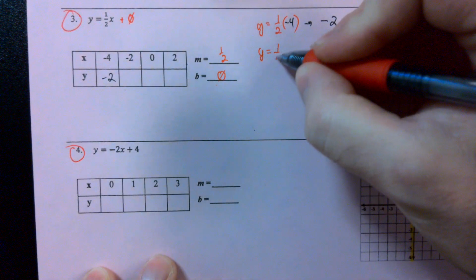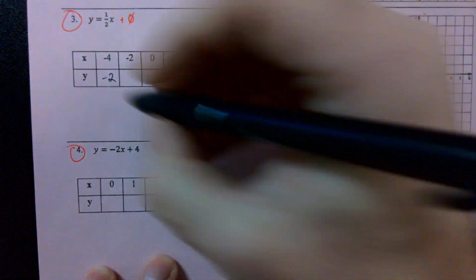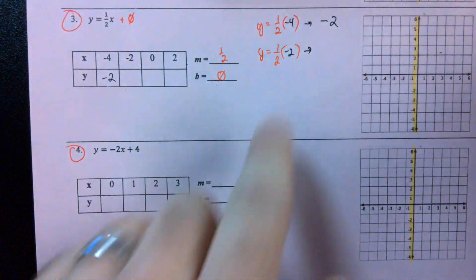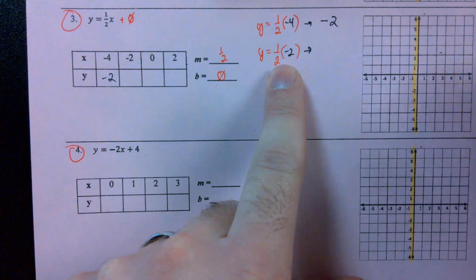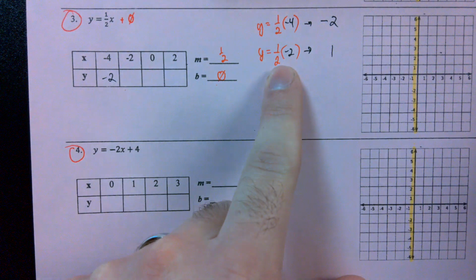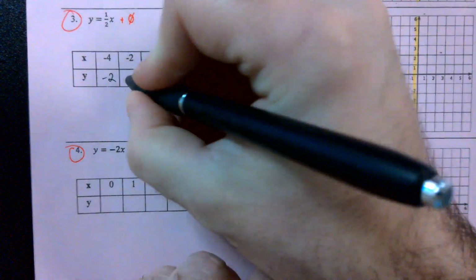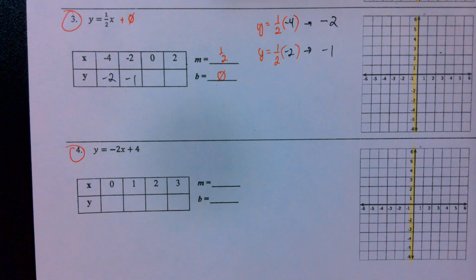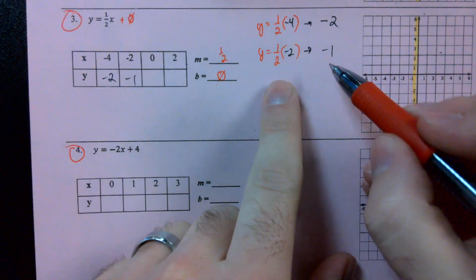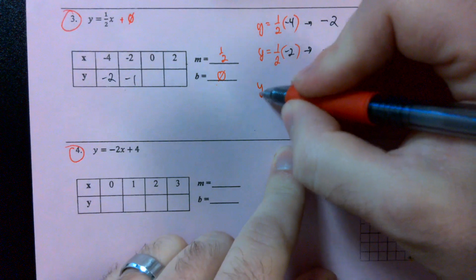What am I going to plug in next? -2. Good. What's half of 2? 1. And what's a positive times a negative again? A negative. So there's my second output, -1. All right, yesterday we talked about we're putting the token in. The game is doing its thing. We're getting the tickets out. So what we're getting here in black is the tickets.